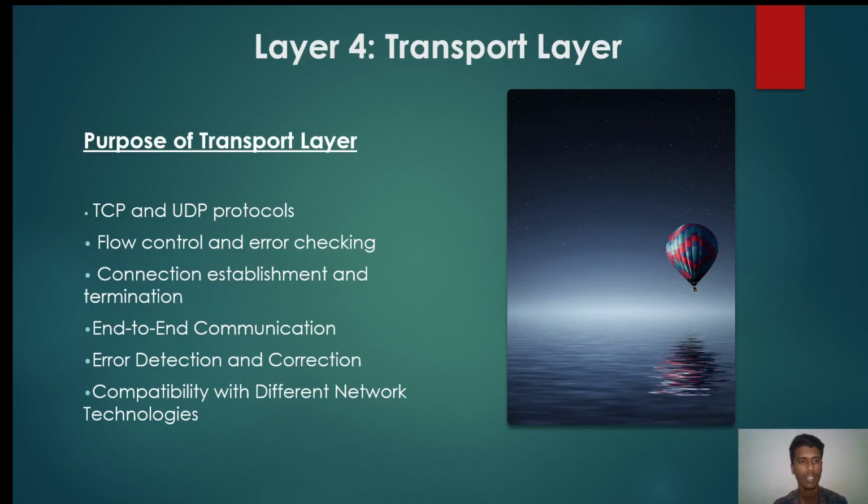Next, the transport layer. The purposes of the transport layer are TCP and UDP protocols, flow control and error checking, connection establishment and termination. The transport layer is used for establishing the connection between various terminations, end-to-end communication, error detection and correction. It is also used for detecting errors and correcting them. Compatibility with different network technologies. It is easy to use in various types of technologies.